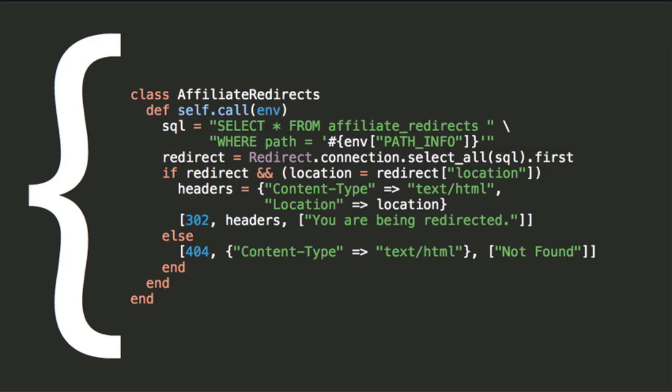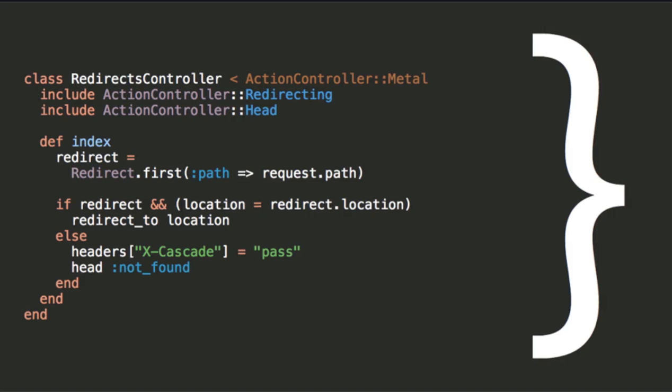So here's an example of a Rails Metal from a real life case that was floating around on the internet. Here's a case of wanting to do affiliate redirects. And what you can do here is it's just a Rack application, so it responds to call, grabs a SQL query that gets everything from affiliate redirects where path is path info from the environment. And then we grab a redirection and we set up the headers and the response ourselves, and all of this. In Rails 3, you can inherit directly from ActionController::Metal.